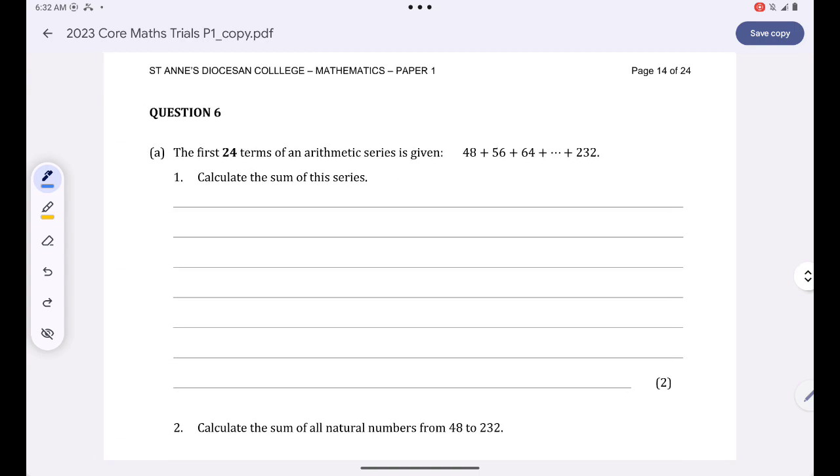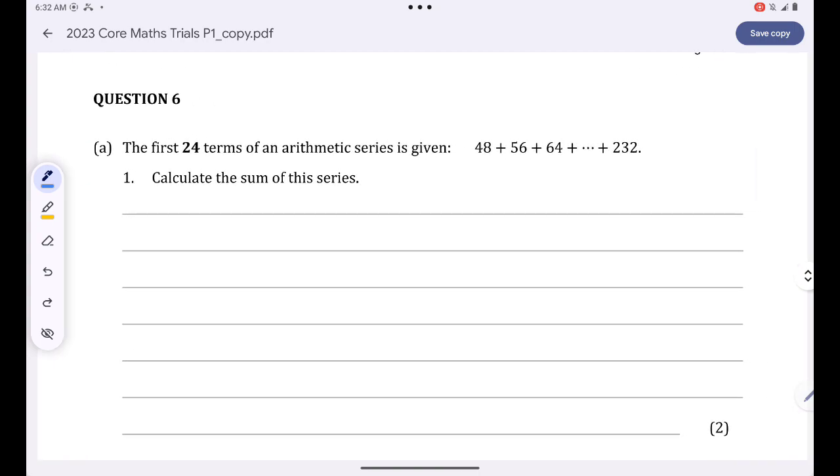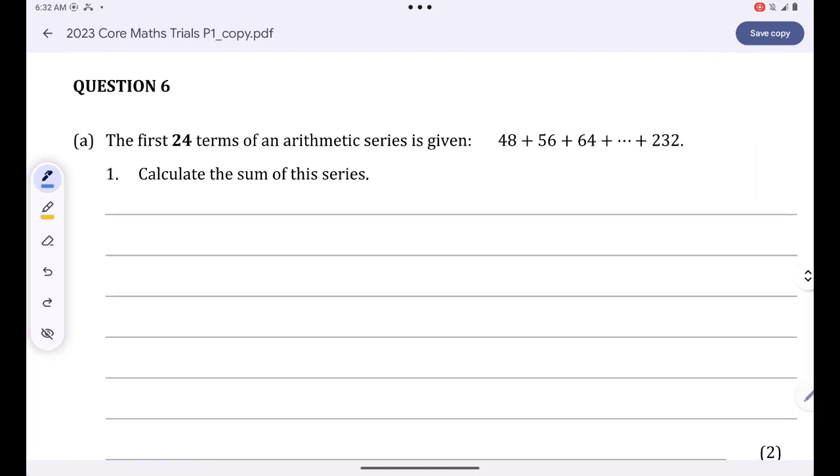The first 24 terms of an arithmetic sequence or series is given. They want us to calculate the sum of this series. Firstly, we are told that this series is arithmetic. That means we can find a common difference, right? The common difference will simply be equal to 8.